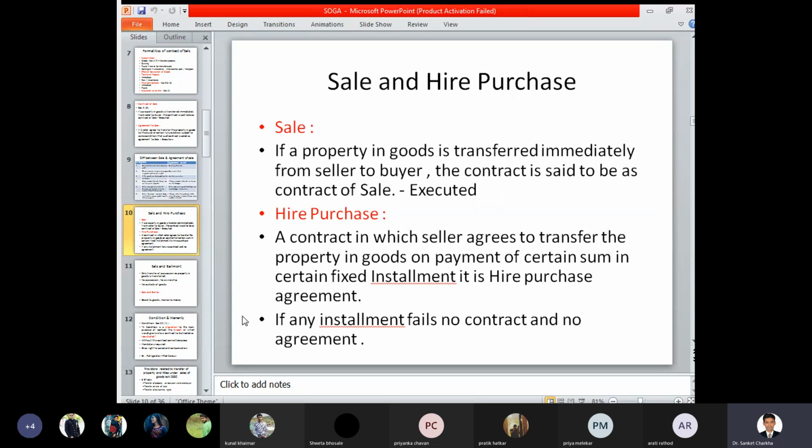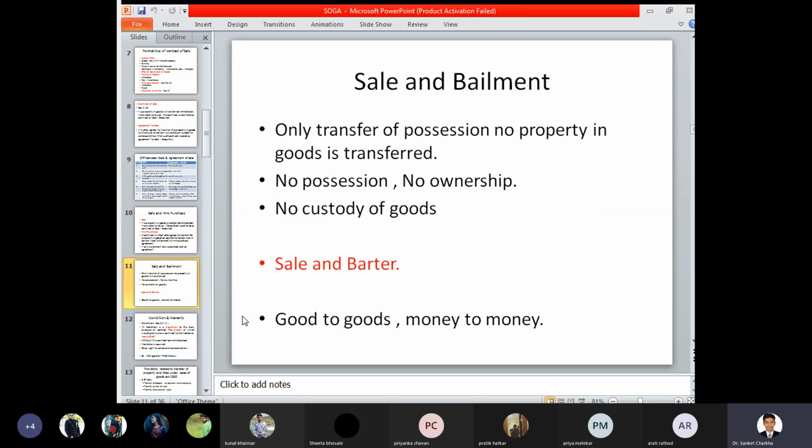Here we have to understand the terms of payment. In a contract of sale, you make the payment immediately and the property in goods is also transferred immediately. But in hire purchase, unless and until you complete all the installments of the payment, the property is not transferred to you and you do not get the ownership rights of that property.